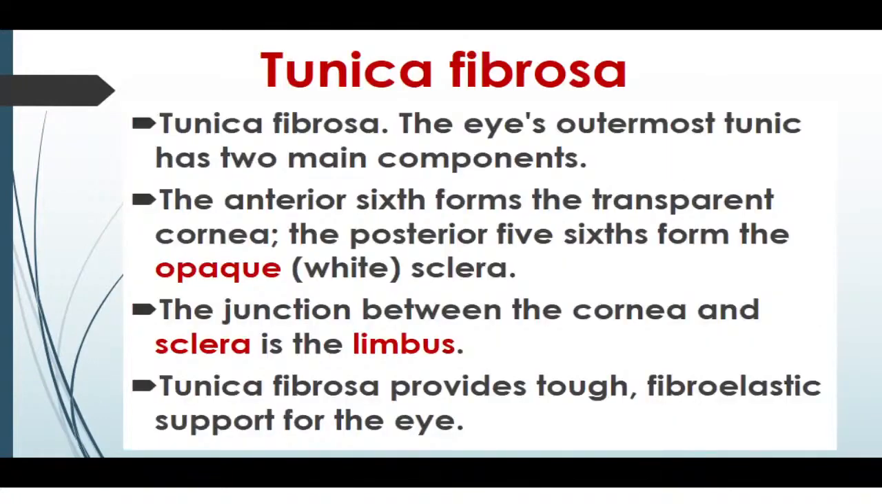And now we continue our talk about the organ of vision and discuss the tunica fibrosa. The eye's outermost tunic has two main components. The anterior one-sixth forms the transparent cornea, and the posterior five-sixths forms the opaque, white sclera. The junction between the cornea and sclera is named the limbus.